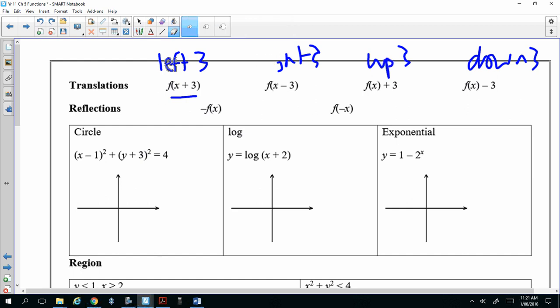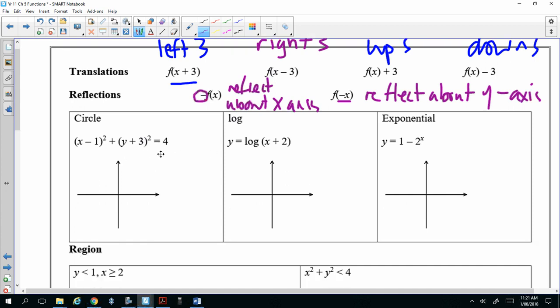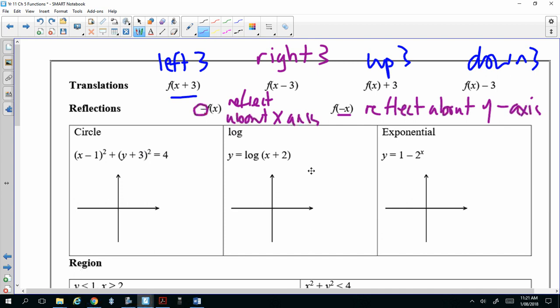Okay, now what does the negative in front of f(x) do? You reflect about the x-axis. And negative x, that's reflect about the y-axis. Okay, cool. Hopefully you know how to do circles, how to find the center and the radius, and logs and everything. Let's go through them. Alright, and then we did regions today, and also domain, we have to go through even and odd, and then limits, all done.